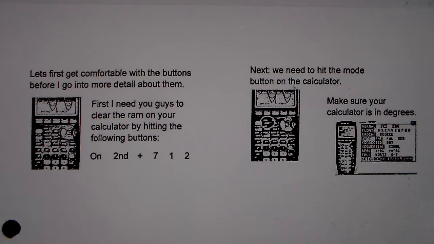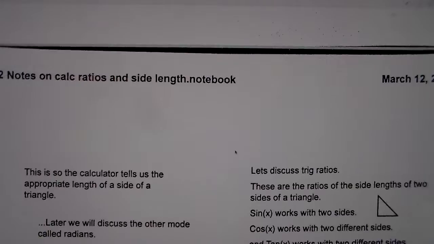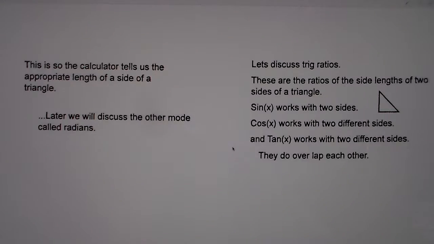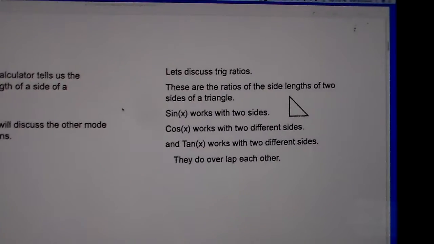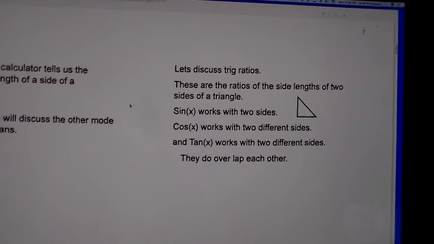Next, I need to hit the mode button on our calculator, which is just to the right of the second button, and make sure your calculator is in degrees. So going from radians to degrees. The reason why we're going to be doing this is just so we make sure we get all the correct answers here, make sure all the side lengths are correct. So let's discuss the trig ratios.